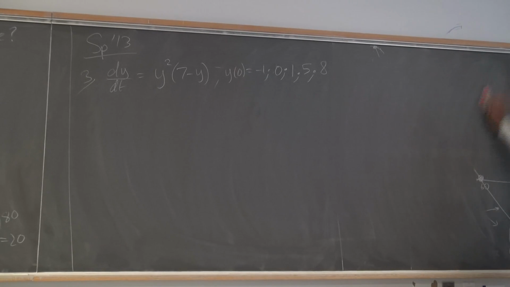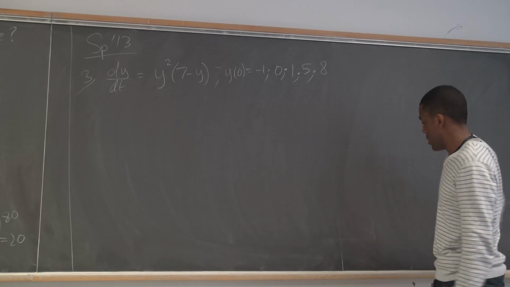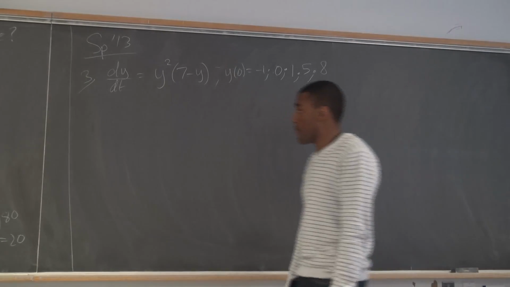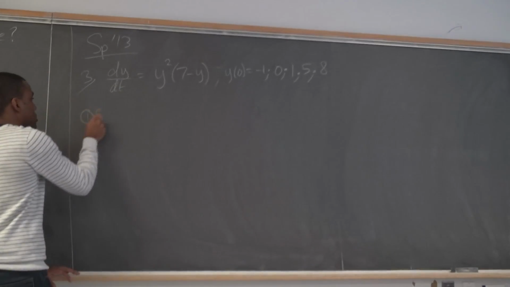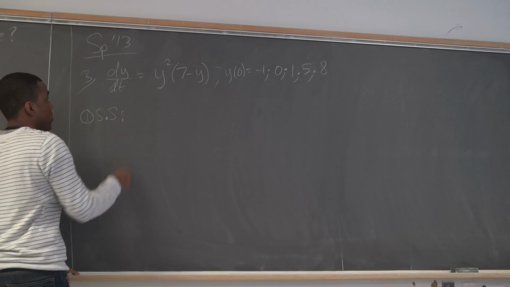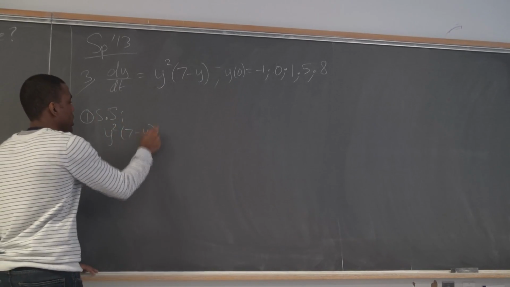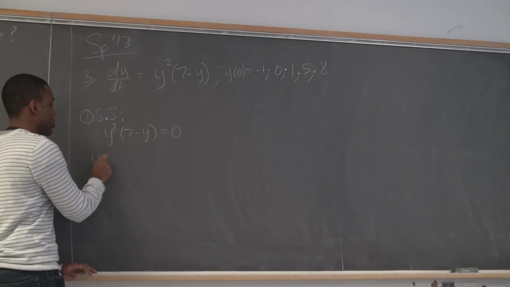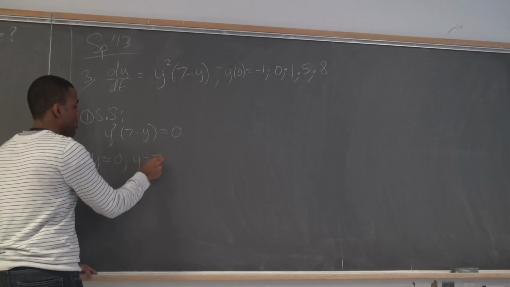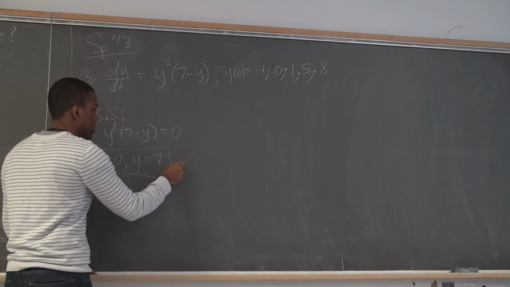So basically, qualitative methods on that graph, on that differential equation. What's the first thing we do? Steady states. So this means y squared times (7 minus y) equals 0. So we have y equals 0 or y equals 7. Those are your steady states.